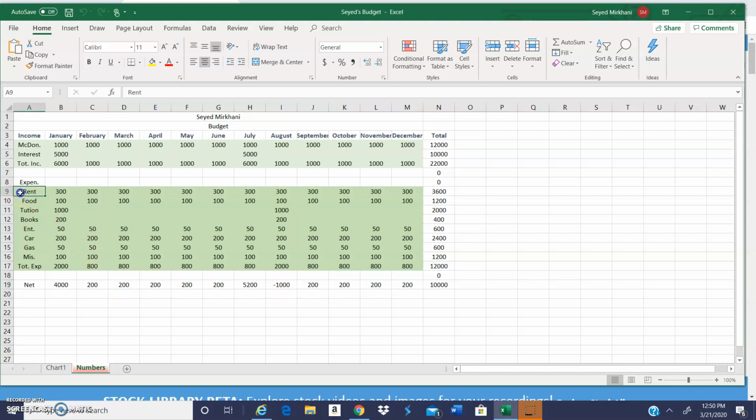And then we look at all your rents, the rent that you pay in 1 year. You pay $3,600 of rent, and you pay $1,200 for food, $2,000 tuition, and all of this. Your total expenses in 1 year is $12,000, while your total revenues are $22,000. We subtract this $12,000, your expenses, from your revenues, and you end up having $10,000 of income. That means net income. That means that's your saving after 1 year.